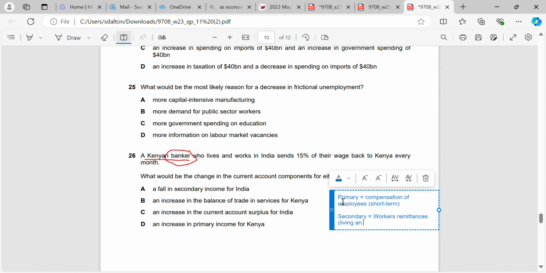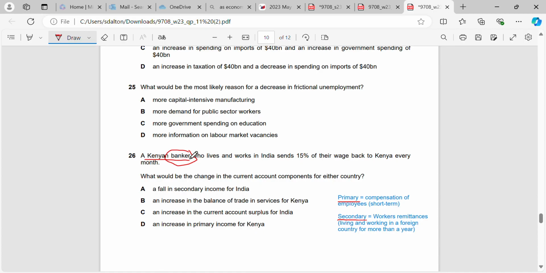So living and working in a foreign country for more than a year, it's basically the same thing, but it's referred to as workers' remittances, which are recorded in the secondary income account, not actually in the primary income account. Okay, so in this case, what we have to assume or what we have to identify is the type of person who's employed, and therefore where they're most likely to fit in under the current account. So a Kenyan banker who lives and works in India is likely to be recorded in the secondary income as workers' remittances, because they're more likely, certainly due to the fact that it's a skilled job, to be a long-term resident in that country.